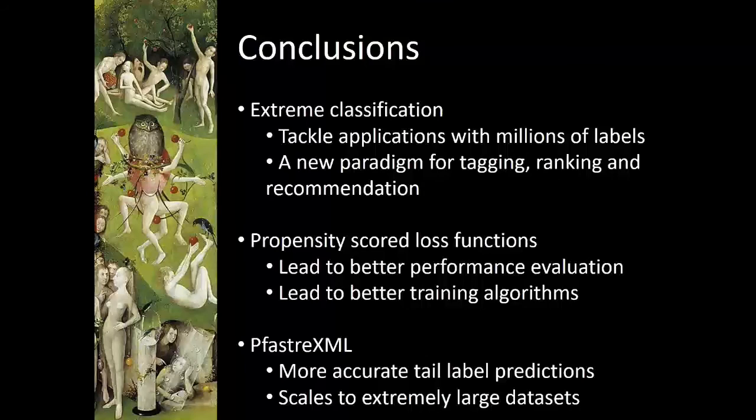So just to conclude, I have only 2 take-home messages for you. The first is that if you're going to do research in this area, I would request you to try and adopt propensity scored loss functions, move away from the Hamming loss, and try and use propensity scored precision or nDCG. You would be a much happier person yourself in the end.